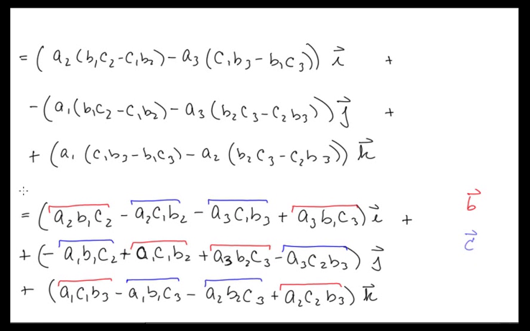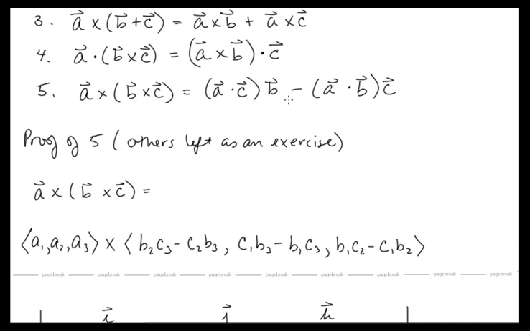So when I multiply out the terms, I recognize that I have some terms in the I-coordinate that have B1 in them. So I have A2B1C2 and A3B1C3. And those I want to collect together because I recognize that I'm going to have to factor out the A2C2 and the A3C3 in order to get the right-hand side that I'm looking for. Again, A dot C times vector B and A dot B times vector C.